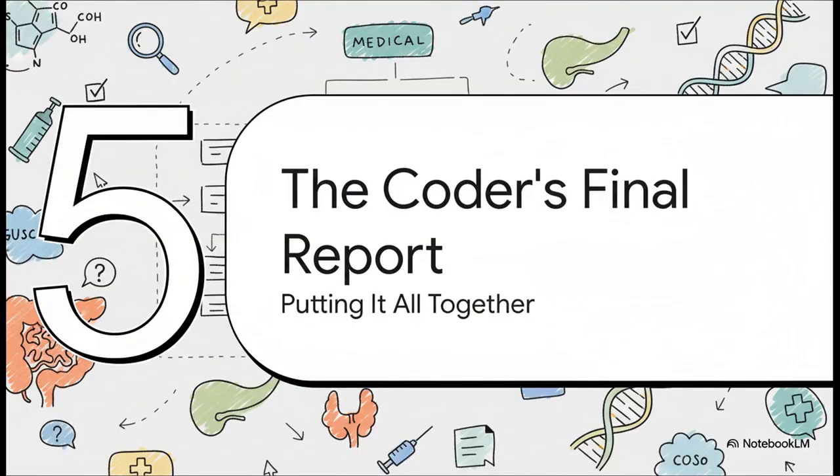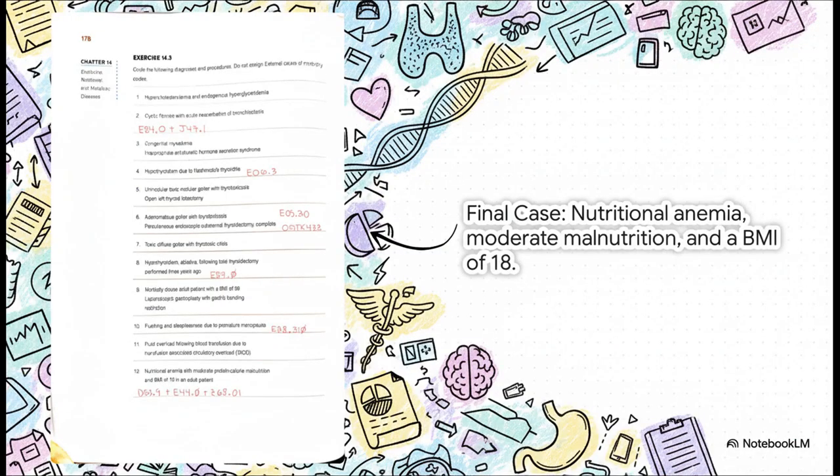All right, it is time for the final report. Let's tackle one last complex case that's going to bring together everything we've learned so far about telling the complete patient story. Here we go. This single diagnosis is jam-packed with information. We've got anemia, we've got malnutrition with a specific severity, and we have the patient's BMI. We are definitely going to need multiple codes to get this one right.